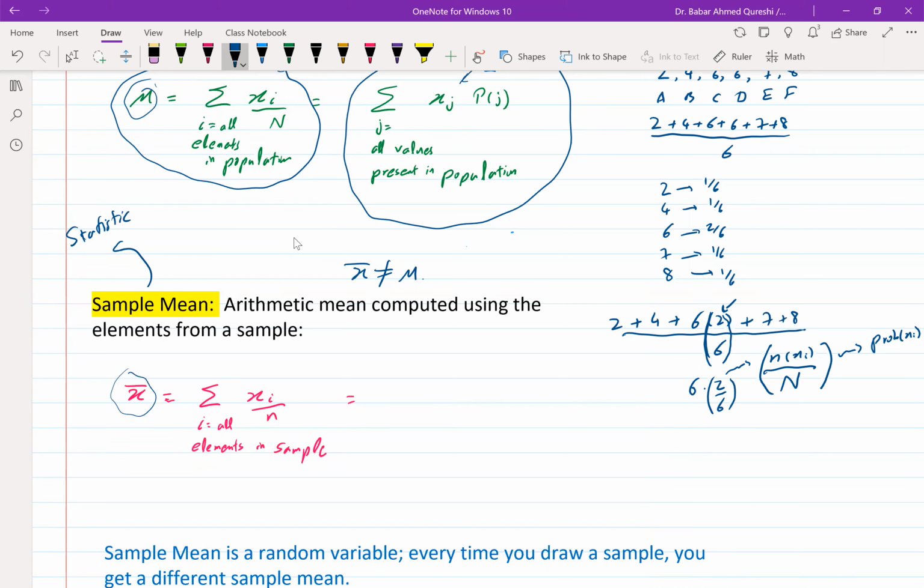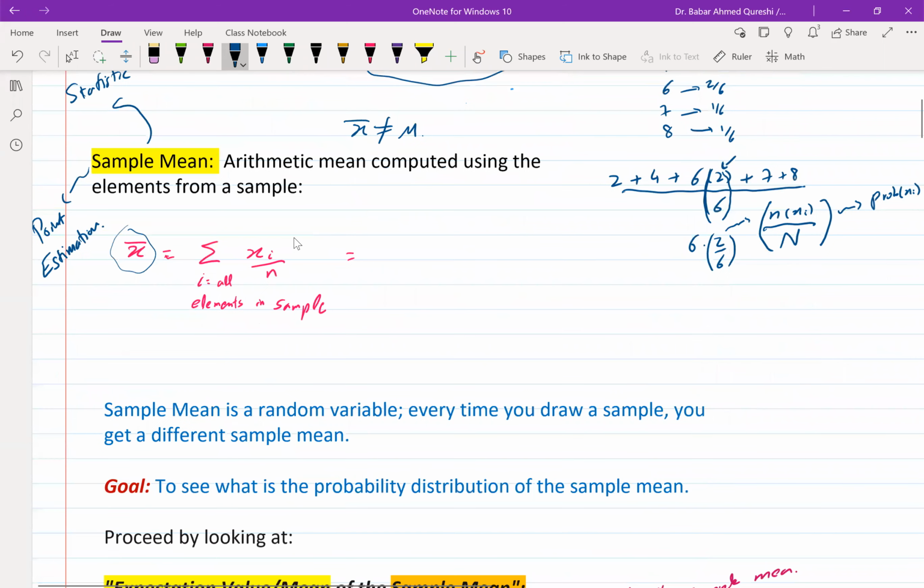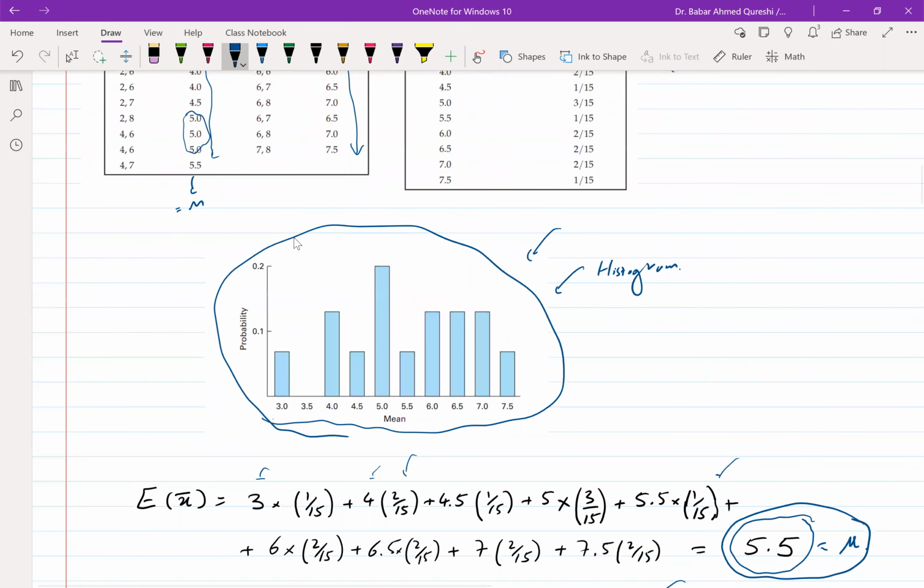Some value which you have computed using a sample. And when you try it once, you also call it a point estimation. This is also the term which people use. So you wanted to compute something, but instead of doing it on the whole population, you took a sample and estimated it. And you are just hoping that it would be close to what the true answer is. Well, as we see in this example, the true answer is here.